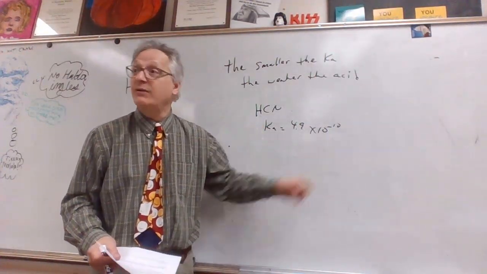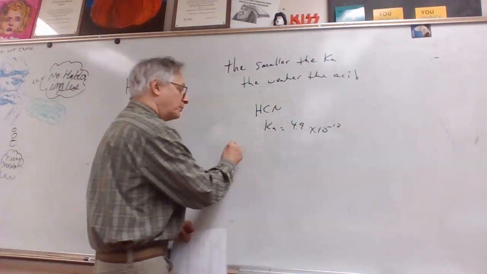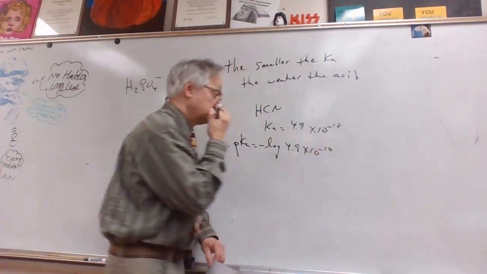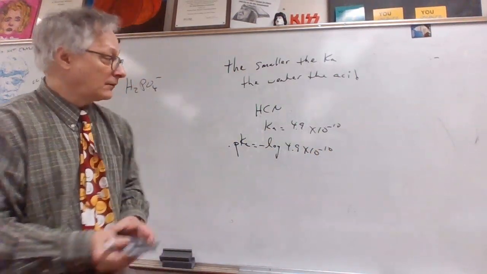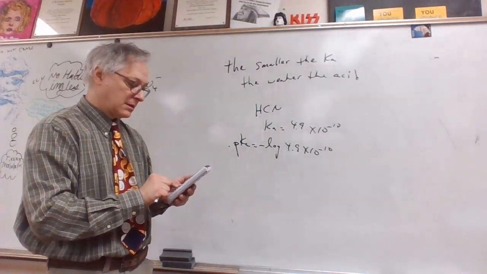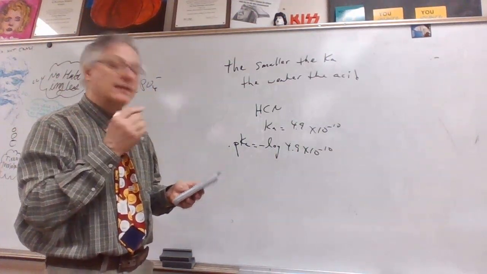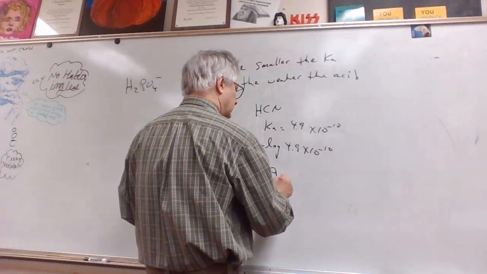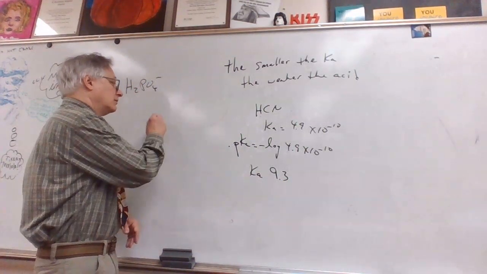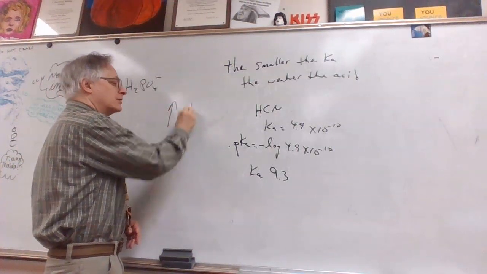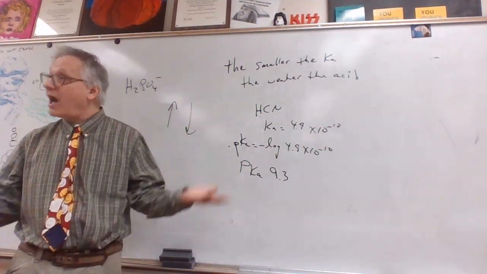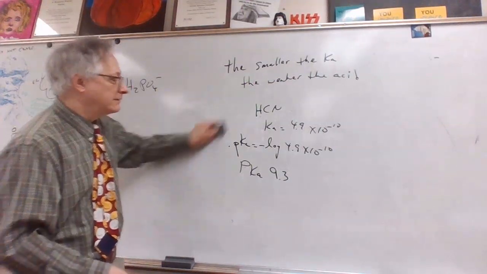And then if you want the pKa, remember what P means? Negative log. So pKa is the negative log of 4.9 times 10 to the minus 10. So it's going to be 9 something. Okay, negative log 4.9 times 10 to the negative 10, and 9.3. So this is just like when you talk about pH. The stronger the acid, the lower the pKa. The weaker the acid, the higher the pKa, because of that negative log business.